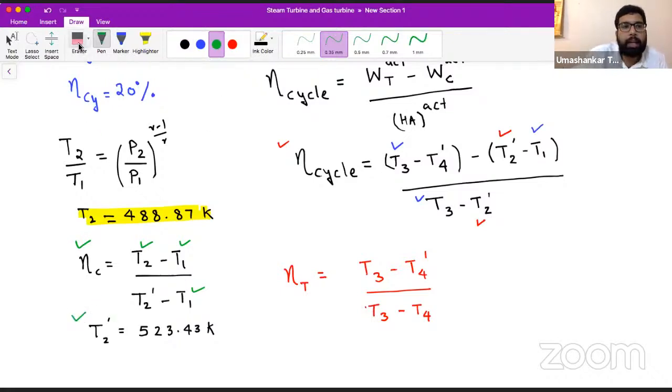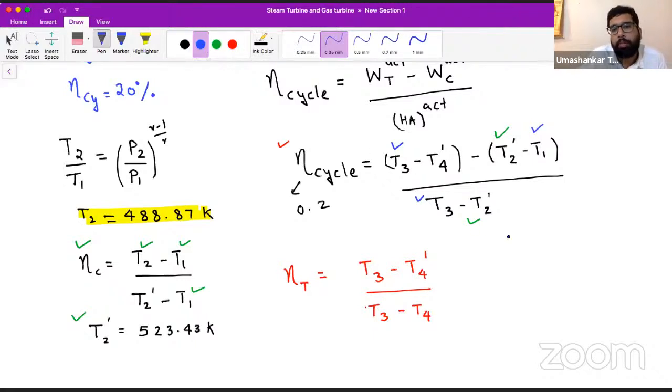So can I put a green tick here? So yes, sir, you can. So T2 dash, I am putting a green mark here. Now we have all these values. Now we will find this T4 dash here. We can find the T4 dash because cycle efficiency is given to be 20%. So it is 0.2. You place all these values.